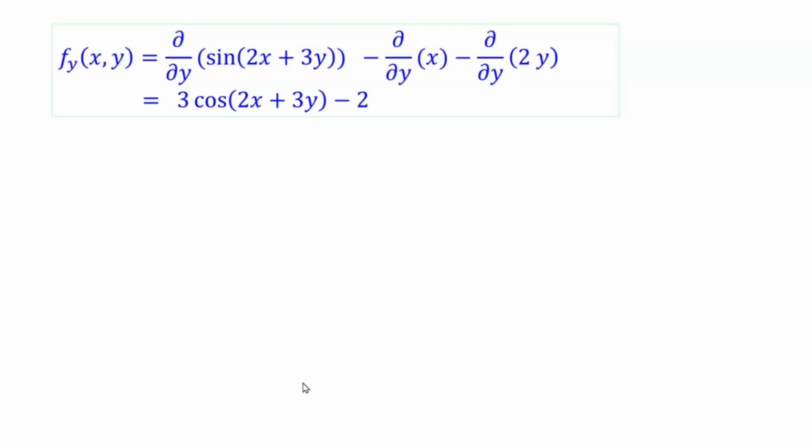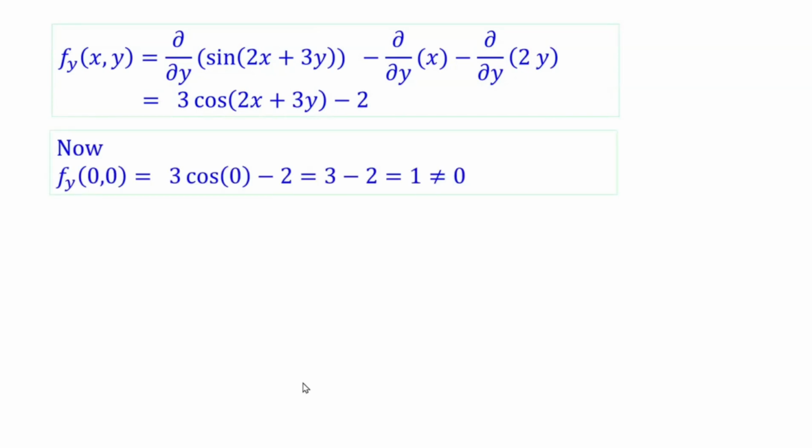So the first one will be 3 cos(2x + 3y). The second one is 0. The last one is minus 2. So we get f_y(x,y) equal to this expression. Now f_y(0,0) is equal to 3 cos 0 minus 2, which is 3 minus 2, equal to 1, not equal to 0. Therefore, we have satisfied the two conditions of the implicit function theorem.